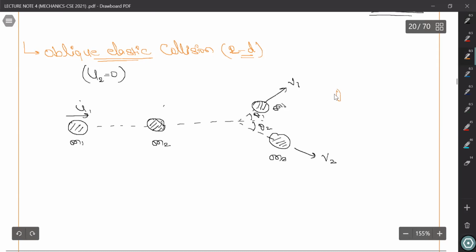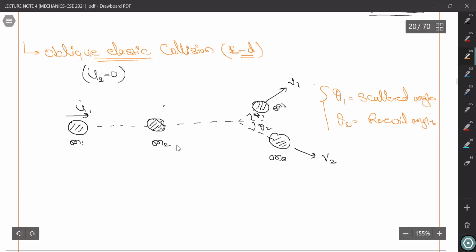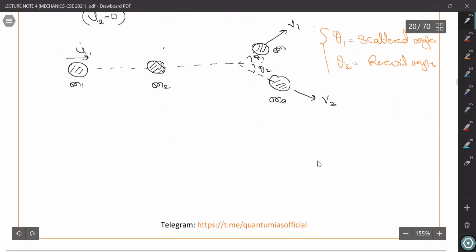Here you should know that theta 1 is called the scattered angle, and theta 2 is basically the recoil angle. Always remember, recoil is used for those things which are not fired. So here m2 is not fired, so theta 2 will be associated with the recoil speed, not the scattered speed. Again, we know that in z direction we have mg, right?